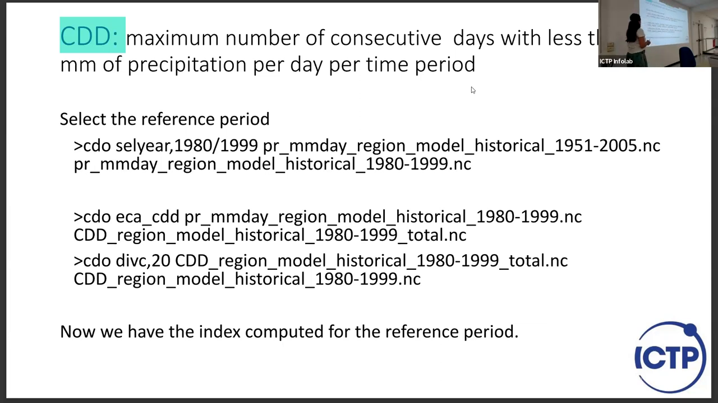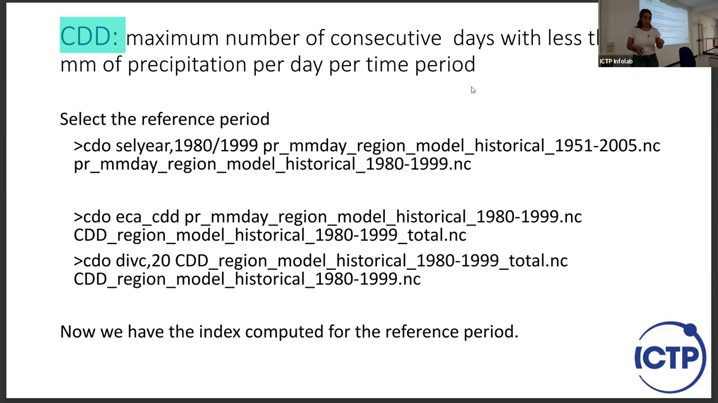If you want to convert this variable so it is easier to read the information per year, you will have to divide by 20. So you use the command that divides by a constant, your input file and your output file. Now you will have the CDD for the reference period.